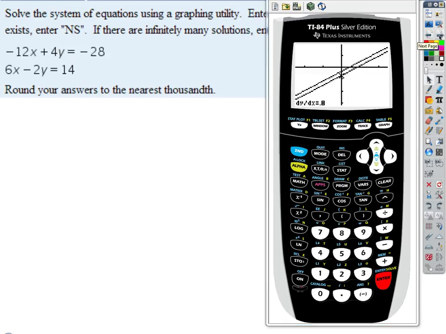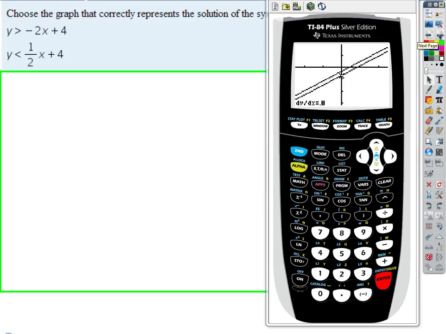All right. Okay, I'm going to skip this one because we just did one. We just talked about one like that. We'll come back if we have time. Let's look at an inequality.